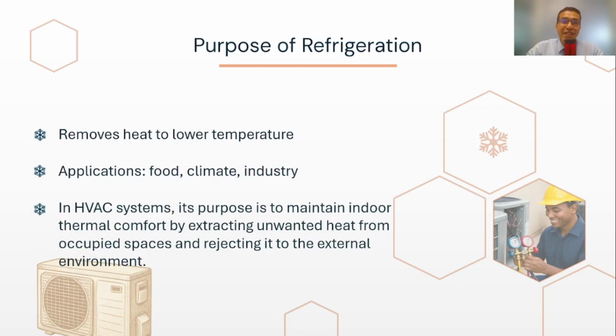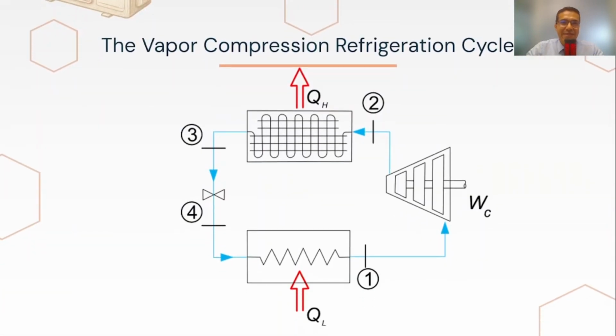And in the HVAC industry, refrigeration is the method by which indoor heat is extracted and rejected to the outside. This is how we achieve thermal comfort in homes, offices, and other buildings, especially during hot weather. The vapor compression refrigeration cycle is what makes all of this possible. It's a quiet, powerful engine at the heart of the most modern cooling systems. The vapor compression refrigeration cycle consists of four essential components that work together in a continuous loop to move heat from one place to another.